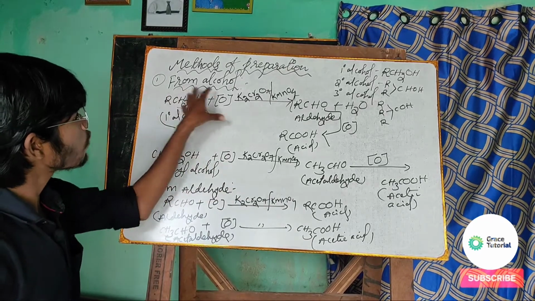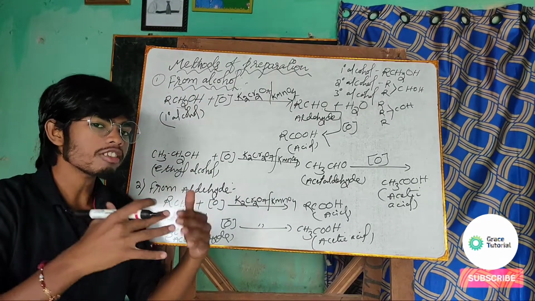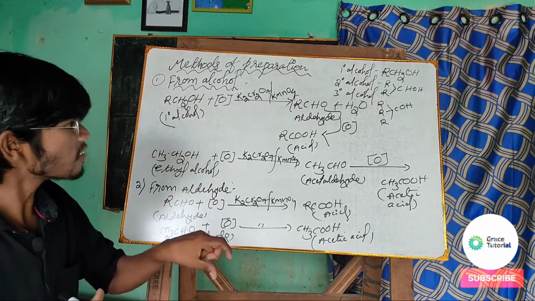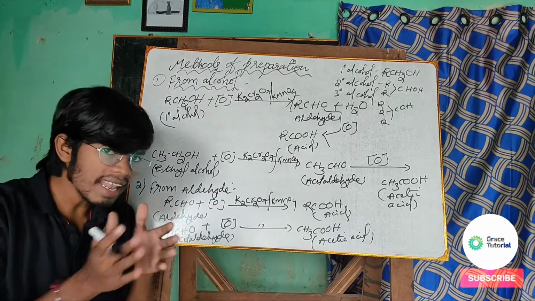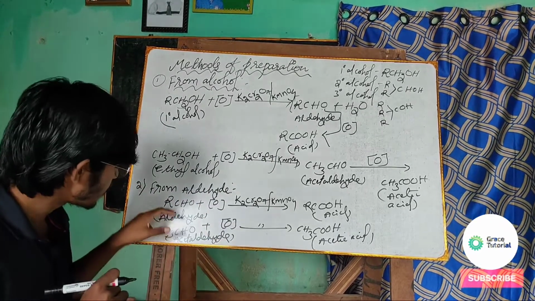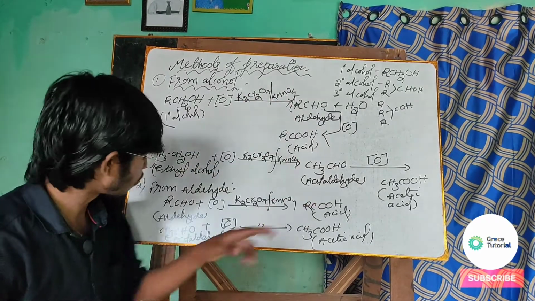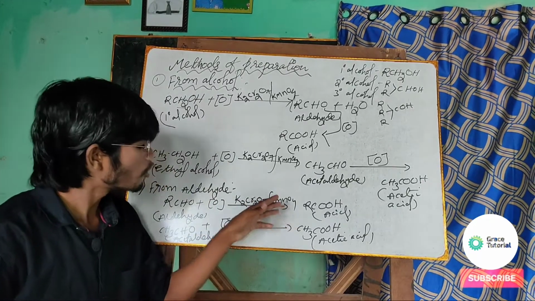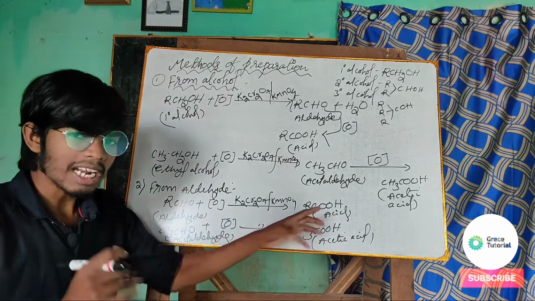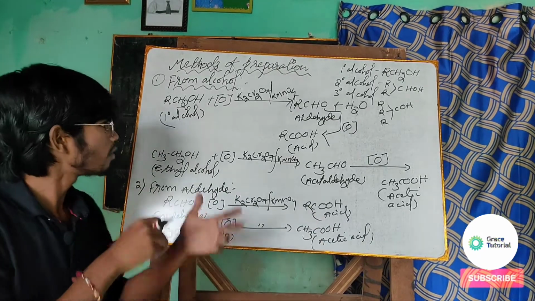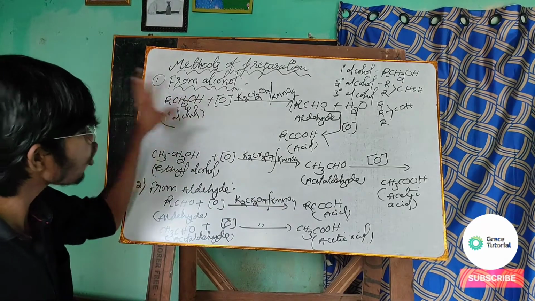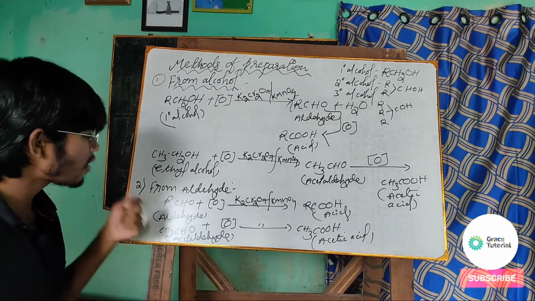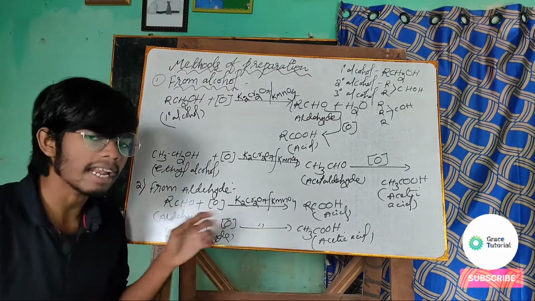Actually, if you know the first method, that is from alcohol, you can also come to know about the second method. Why? Because the first method follows two steps, and the second step is what we have done here. So in this method of preparation of carboxylic acid, the second step of the first method is to be followed. That means aldehyde gets oxidized in the presence of potassium permanganate or potassium dichromate, then we get acid. That means we can prepare the acid from alcohol as well as from aldehyde. So this is the first method from alcohol, and the second method wherein the acid has been produced is from aldehyde.